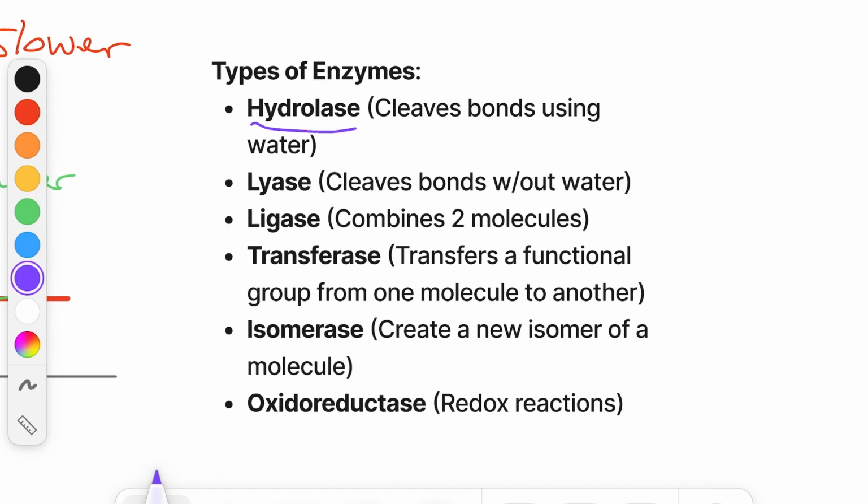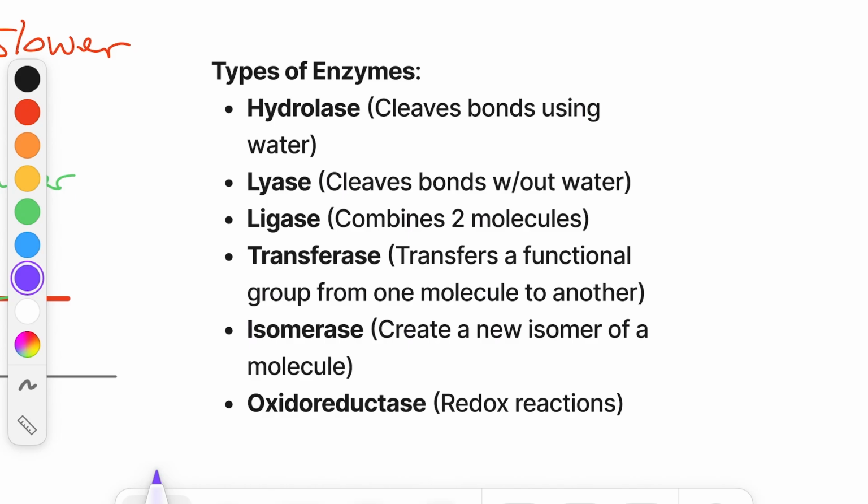We do need to memorize some different types of enzymes here. So a hydrolase is an enzyme that cleaves things. Specifically, it cleaves using water. Hydrolases cleave using water. We also have a lyase, which also cleaves. It's an enzyme that also cleaves, but it just does not need water. It cleaves bonds without water.